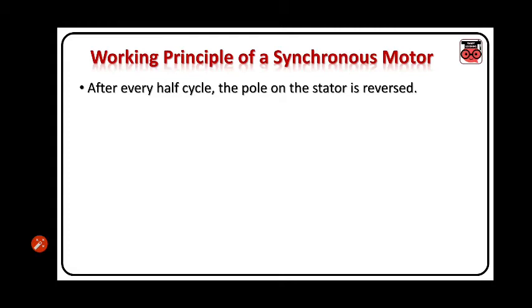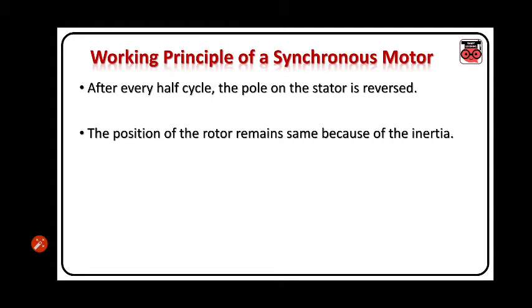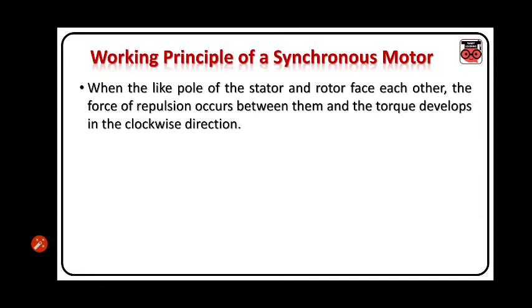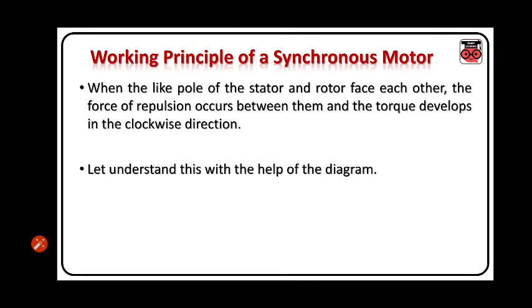After every half cycle, the poles on the stator are reversed. The position of the rotor remains the same because of inertia. The inertia is the tendency of an object to remain fixed in one position. When the like poles of the stator and rotor face each other, the force of repulsion occurs between them and the torque develops in the clockwise direction.